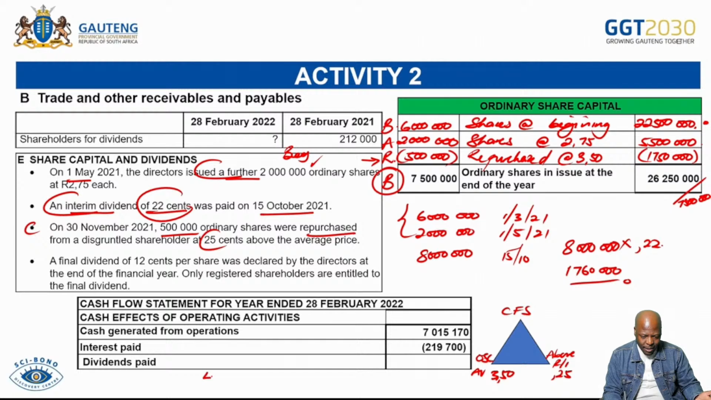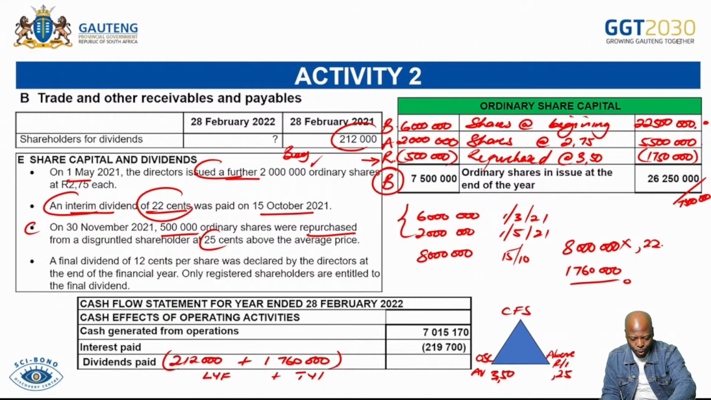I can simply say last year's final dividends plus this year's interim dividends. So my last year's final dividends, that's my shareholders for dividends, which is my 212,000. Then I'm going to add my interim dividend for this year, which is my 1,760,000, like that. And then we close the bracket. Let's close the bracket and let's see what you're going to have now.